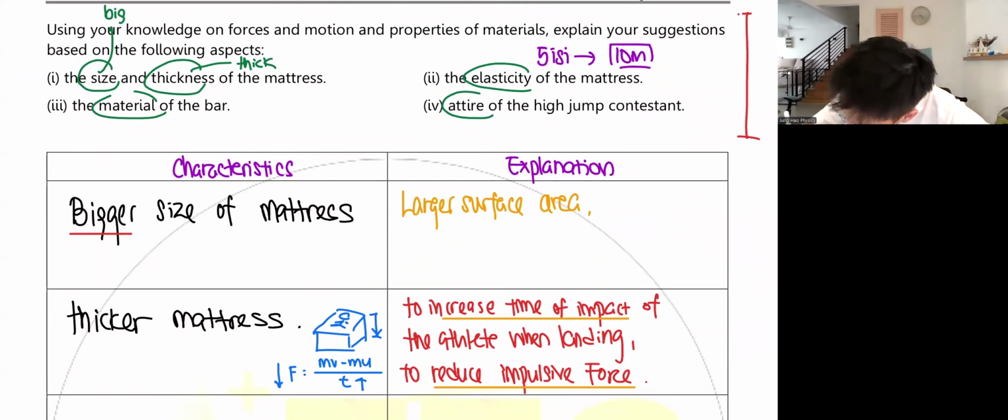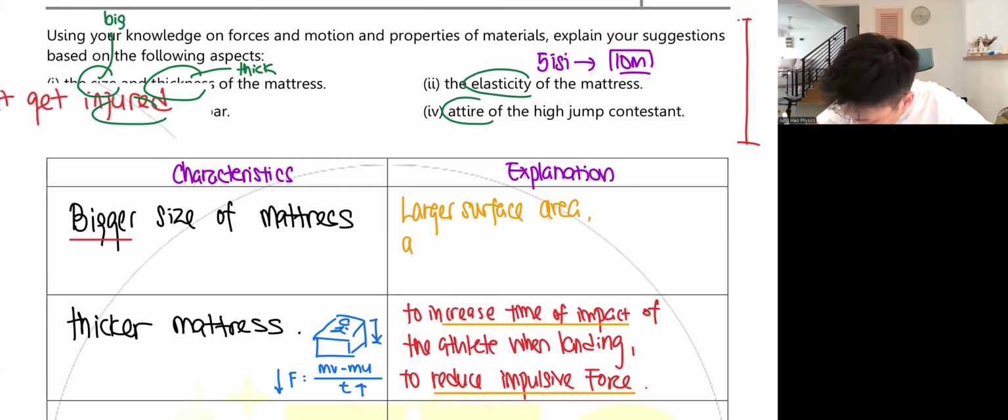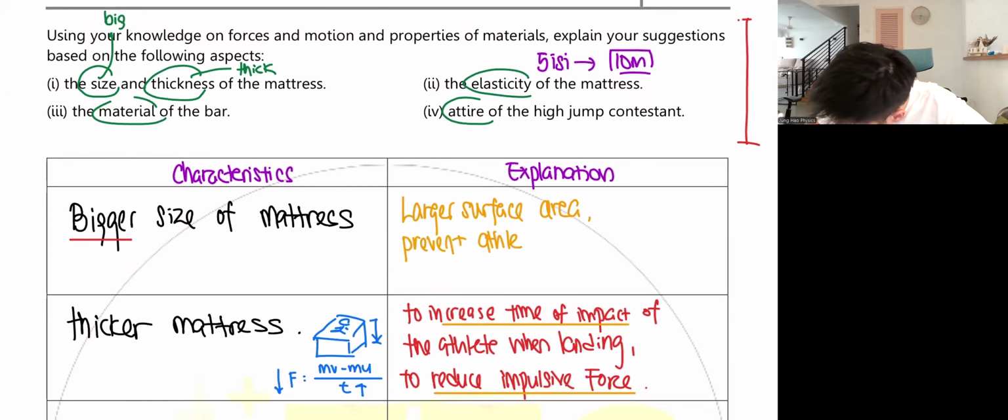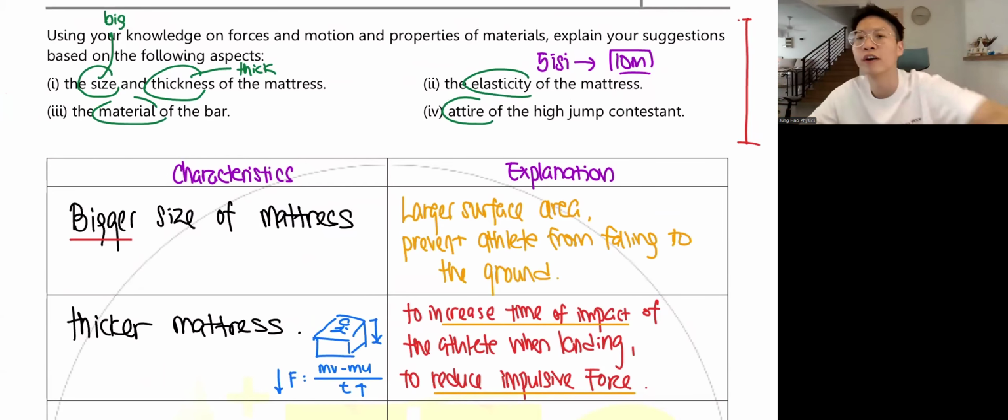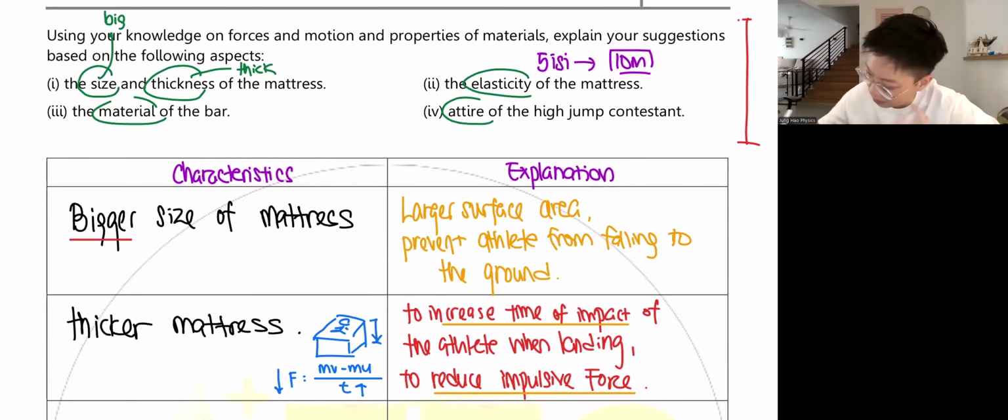And then after that, to prevent the athlete from falling to the ground. Or you can say it can prevent him from falling out of the mattress to the ground.